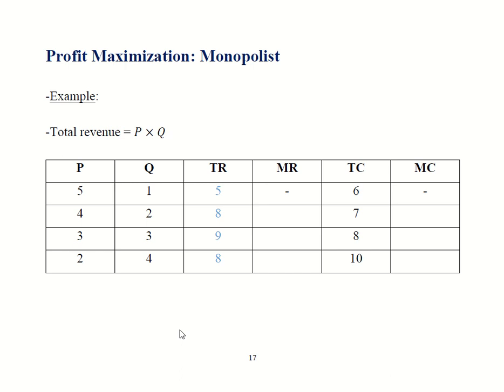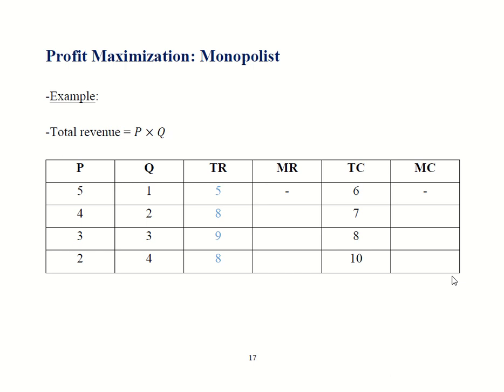Revenue is price times quantity. To fill in this column here, I just multiplied these two guys together. 5 times 1 is 5. 4 times 2 is 8. 3 times 3 is 9. And 2 times 4 is 8. So that's our total revenue column. Now let's go find marginal revenue and marginal cost.